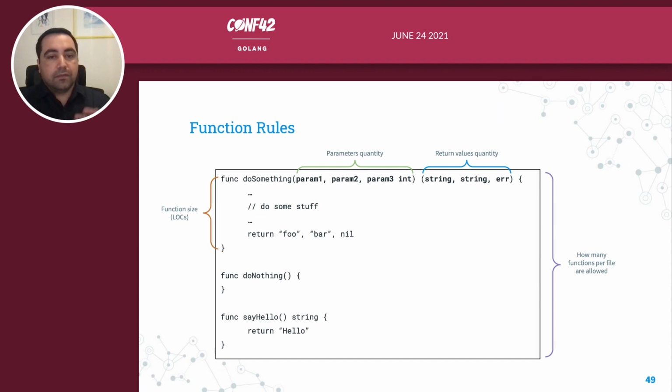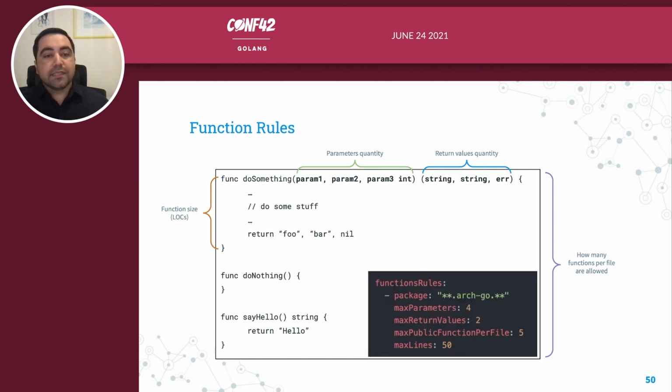All of these properties can be modeled in ArcGo, and as we can see in this example, it's very natural to represent those rules. We define a package, and all the packages that comply with this pattern require the functions to comply with the max quantity of parameters, the max return values, the max public functions per file, and the functions must comply with these maximum lines of code.